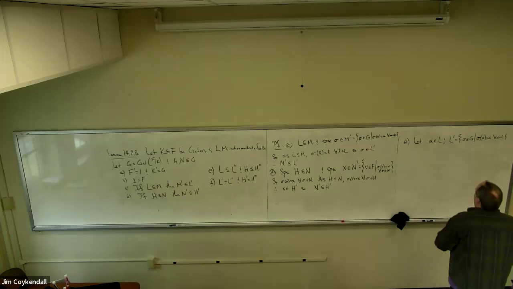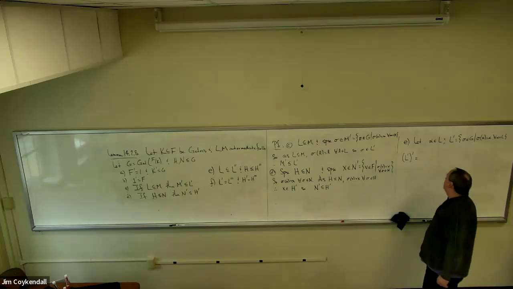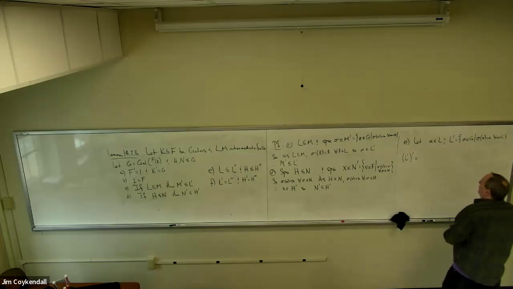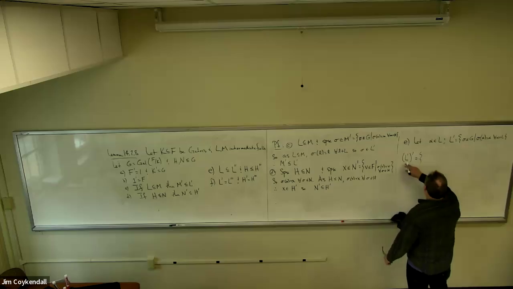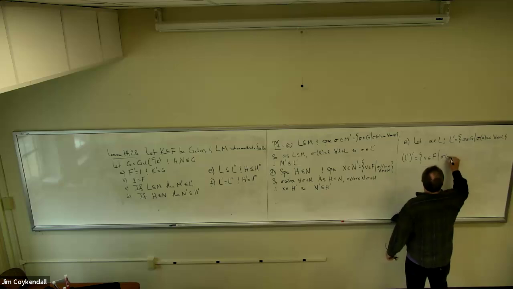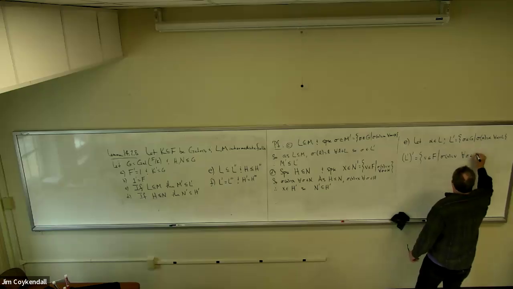So L prime prime, that is L double prime. Now remember, this is a group. This is back to a field. So this is all the V in F such that sigma V is V for all sigma in L prime.